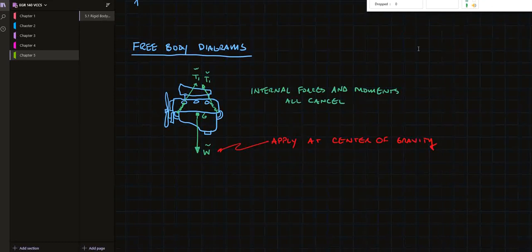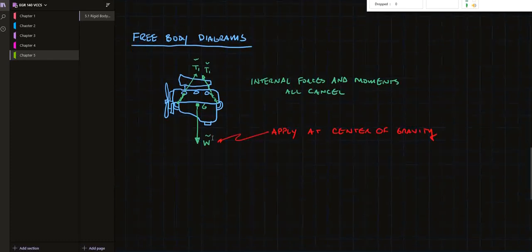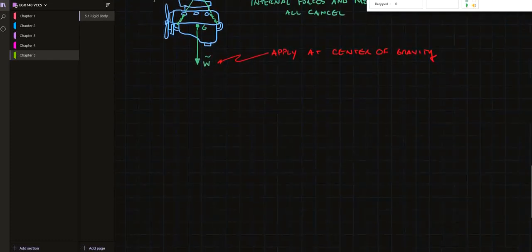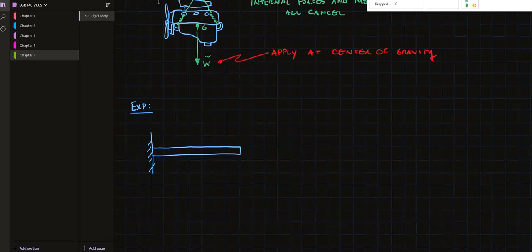And that's if we have weight. So we'll apply our weight at the center of gravity while we're doing our free body diagrams. Let's look at some examples with maybe a beam. Say we have this beam that is secured to the wall like so, and it has maybe a force on it.